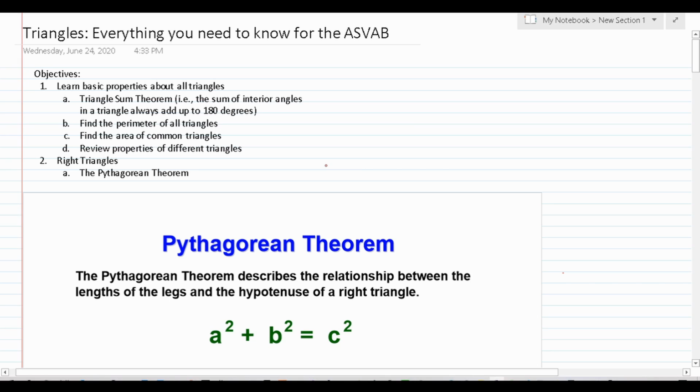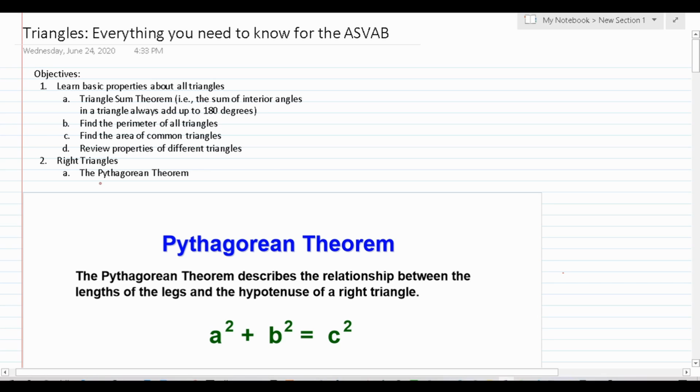In today's video, we're going to continue our discussion about triangles, which again is a topic that has a very high likelihood of appearing on the mathematics knowledge subtest of the Armed Services Vocational Aptitude Battery. In my last video, I talked about the triangle sum theorem, and instead of talking about how to find the perimeter and the area of common triangles in this video, I'm going to skip a little ahead and talk about right triangles insofar as that's a topic that comes up frequently on the ASVAB.